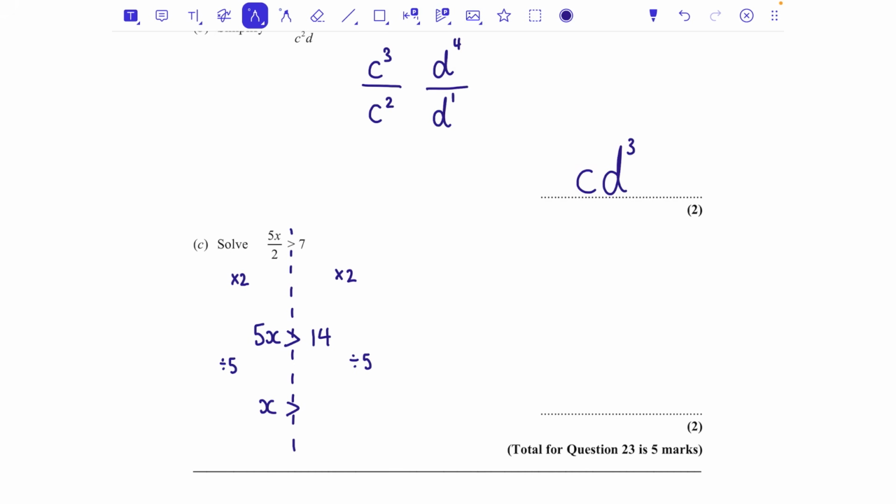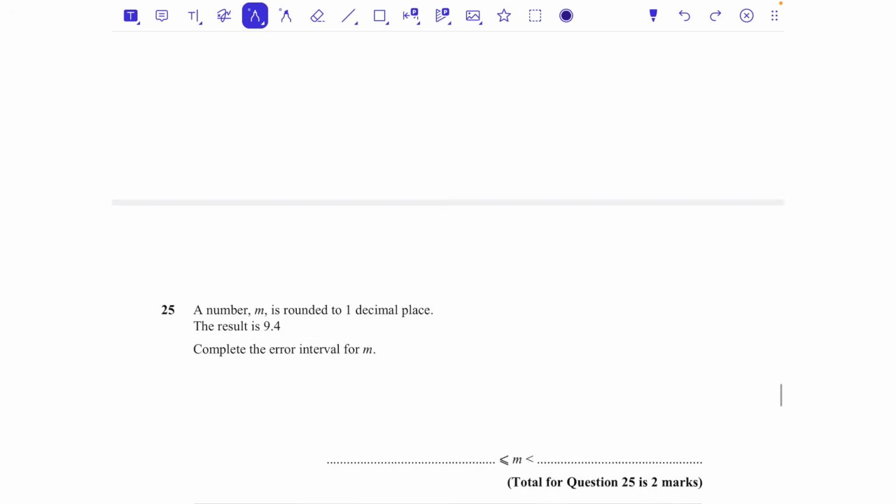Now you're absolutely fine to write it as 14 over 5 if you want to, or you can write it as x is greater than 2.8, but either of those is absolutely fine. Don't forget to put this bit on the answer line as well, because it's really important to say if it's bigger than that or smaller than that or whatever it is, but in this case x is bigger than 2.8.